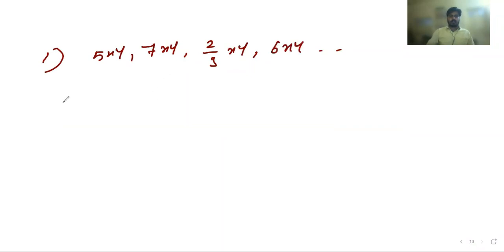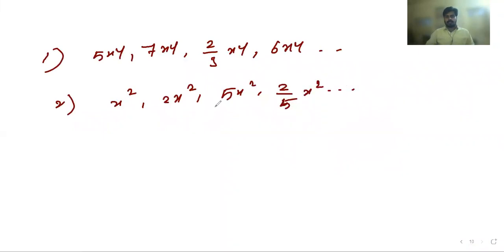Suppose I write some like terms here. 5xy, 7xy, 2/3 xy, 6xy, and so on. These are like terms. Coming to the second one: x square, 2x square, 5x square, 2/5 x square, and so on. These are all like terms.